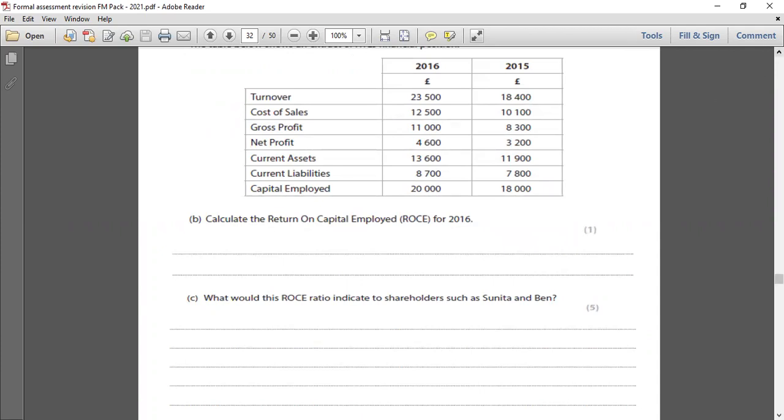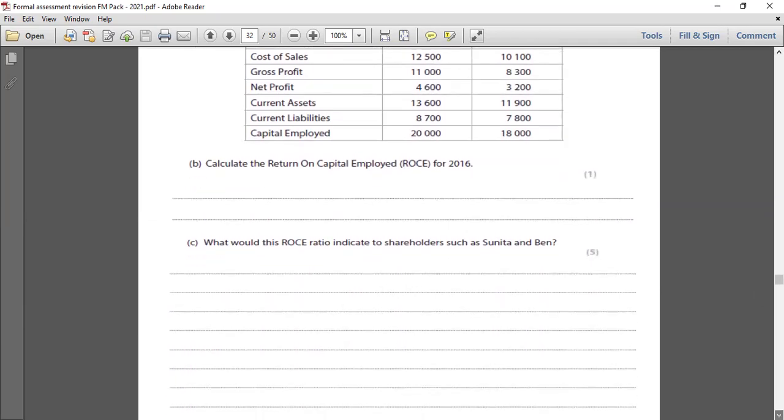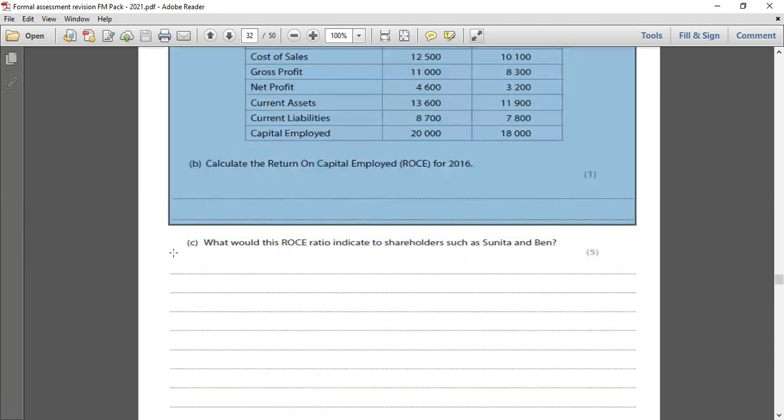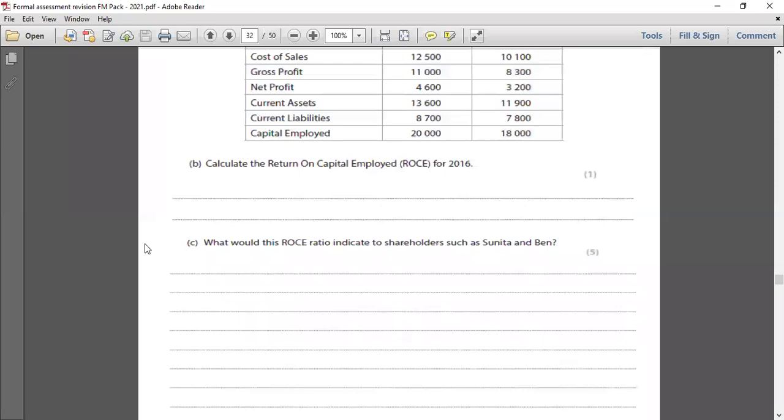This is the question I like, because it is all syllabus. 2017 is all syllabus. Now we don't have 5-mark questions; we have 6-mark analyze questions. Or sometimes I can convert this question into, for example, an outline question: outline what the ROCE indicates to their shareholders.